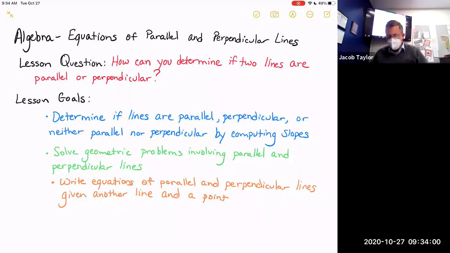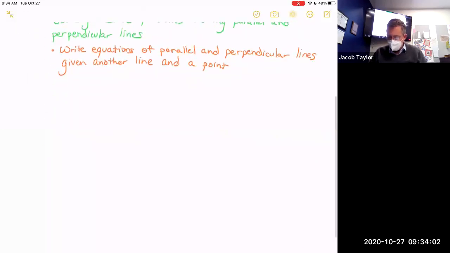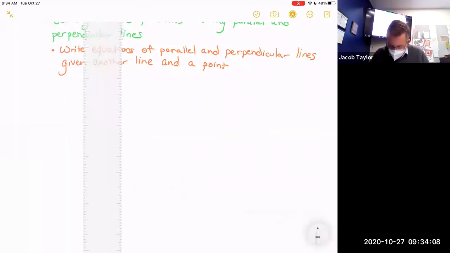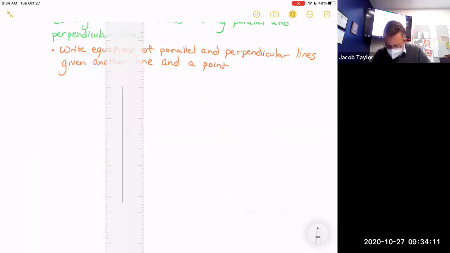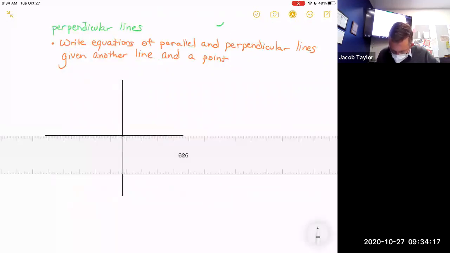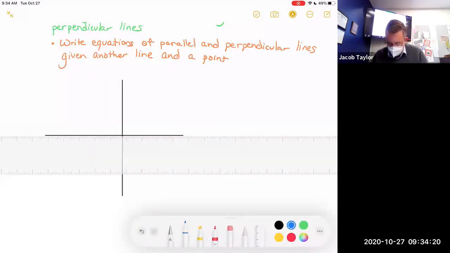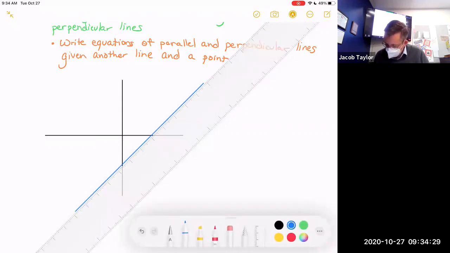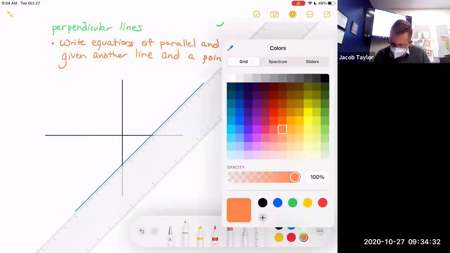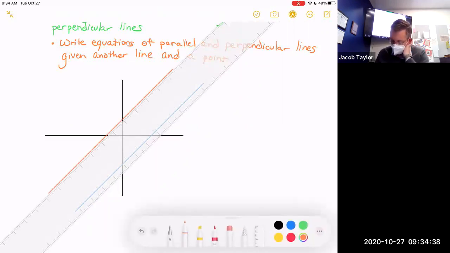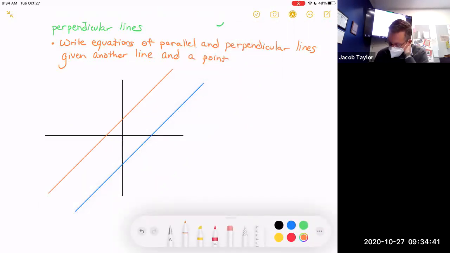Let me give you an example of a couple of parallel lines. So I'm going to draw an x-axis and a y-axis to start off with. The ruler is a figment of your imagination. Let me give you a couple of parallel lines here, children. A little bit here and there.